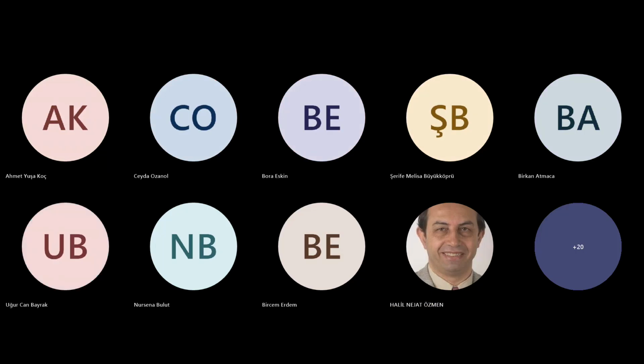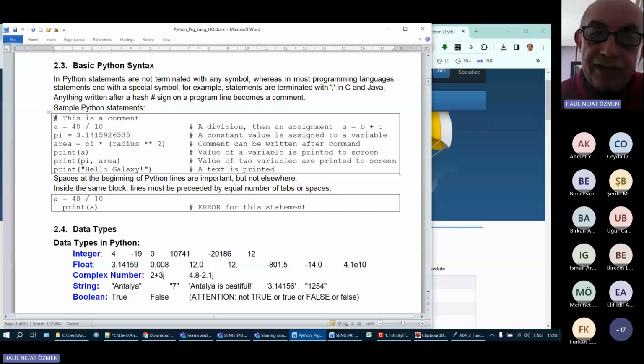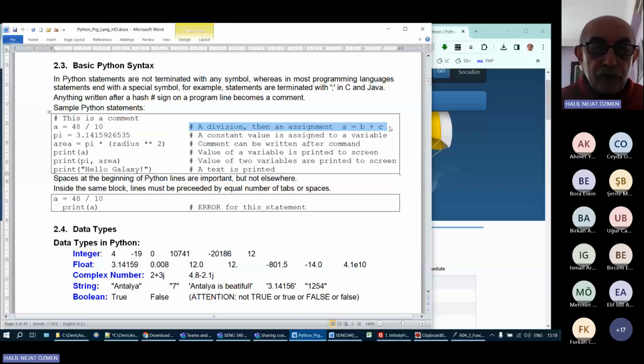Now, in Python, the comments are written after hash sign. Anything after hash sign on a line is comment. I can have here some statement, and then after some spaces, I can have a comment. Or I can put hash sign at the beginning of the line, then the line will be a comment line.